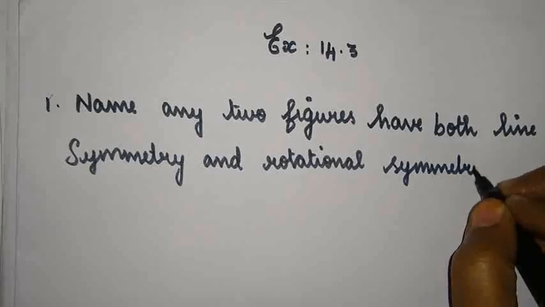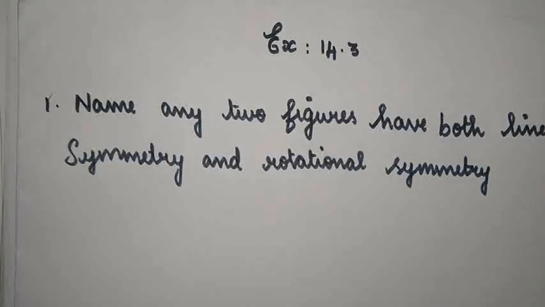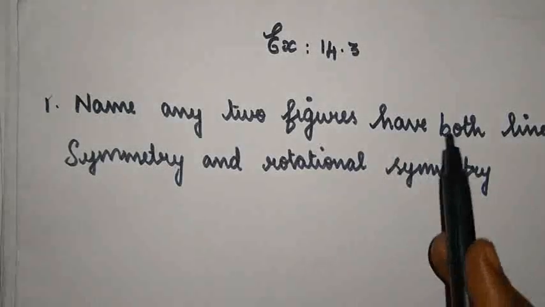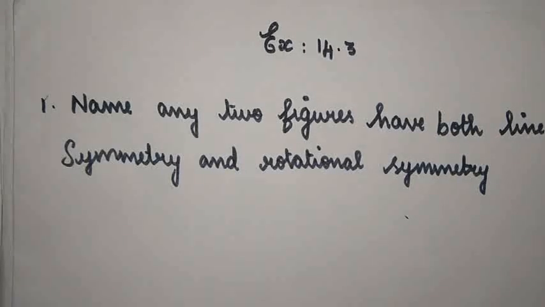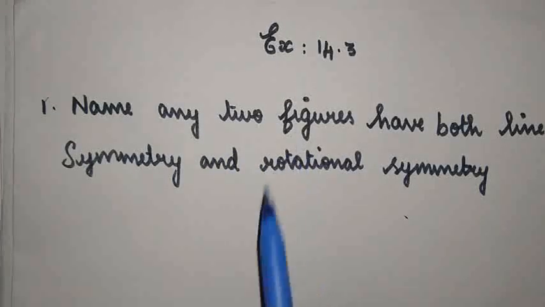So this exercise is based on both line of symmetry and rotational symmetry. Name any two figures that have both line of symmetry and rotational symmetry. Let us take equilateral triangle. It has both line of symmetry and rotational symmetry. Square also has line of symmetry and rotational symmetry. Circle also has. Then hexagon, like that. So we can write any two figures, because in the given question they ask only two figures.